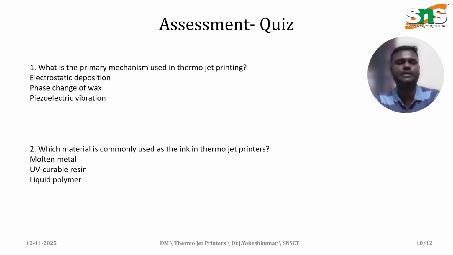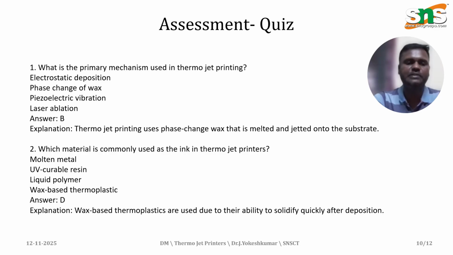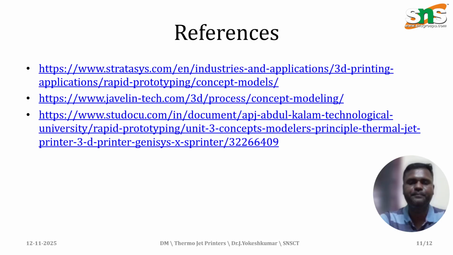So let us have an assessment. What is the primary mechanism used in thermojet printing? Electrostatic deposition, phase change of wax, or piezoelectric vibration. The answer is phase change of wax. This is the thermojet, which uses a phase change wax that is melted and joined. Which material is commonly used in thermojet printers? Molten metal, UV curable resin, or liquid form. The answer is wax-based thermoplastic, which is used to solidify quickly.